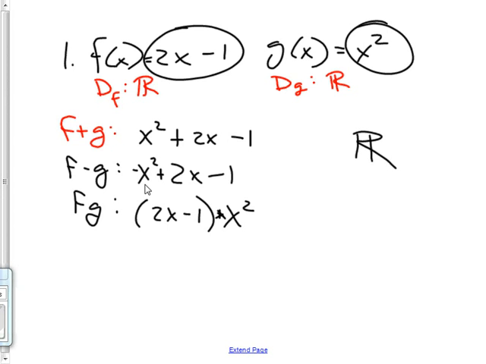All right, so there we go. And all of these have the same exact domain. Once you figured it out, it's just the same thing. All reals, all reals.